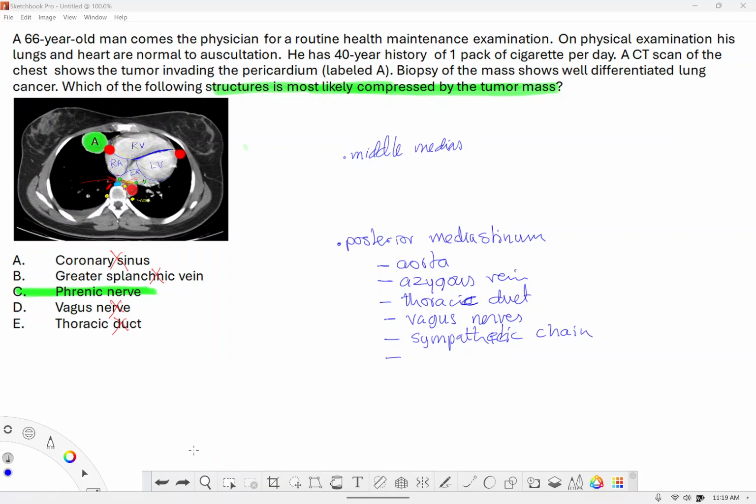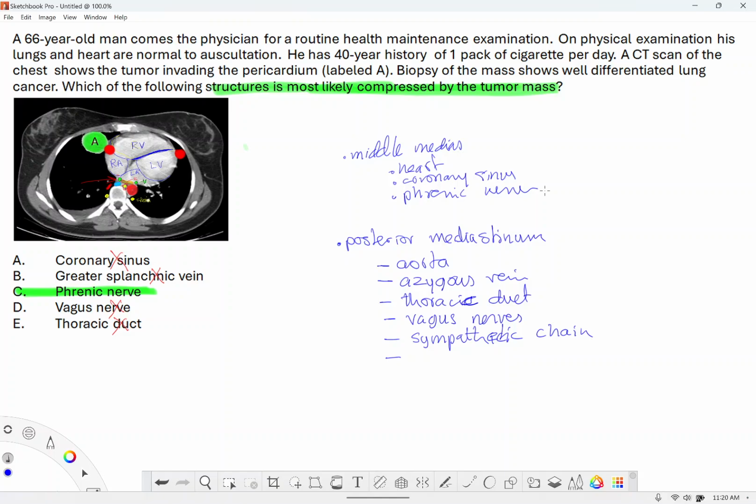Middle mediastinum. Of course, the heart itself and its structures like the pericardium. Also, we will have, for example, in this case, the coronary sinus will be there, right? Coronary sinus. And then we have the phrenic nerves. So these would be the middle mediastinum. Okay, so look for those things. Superior mediastinum is above. That's all the structures that can be in the superior mediastinum.